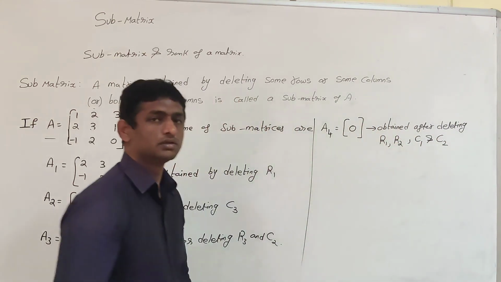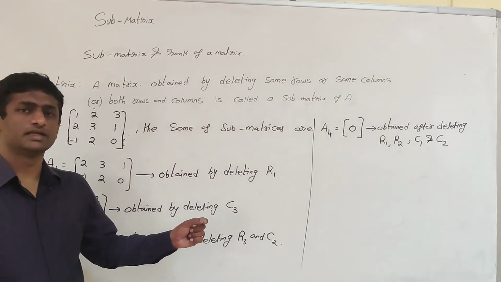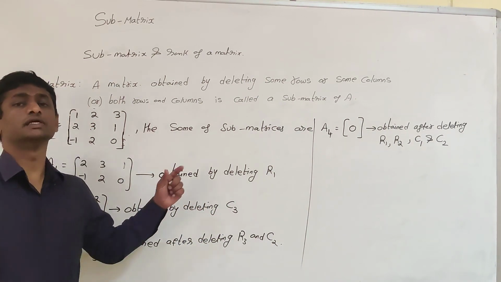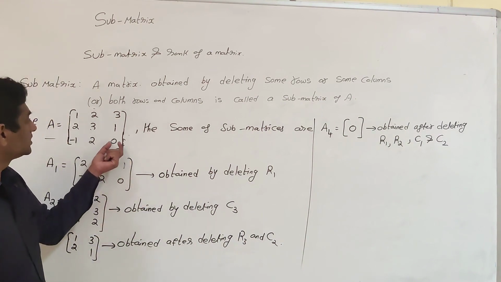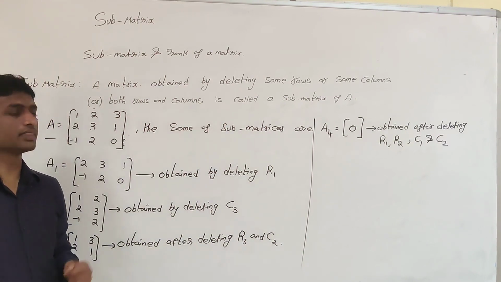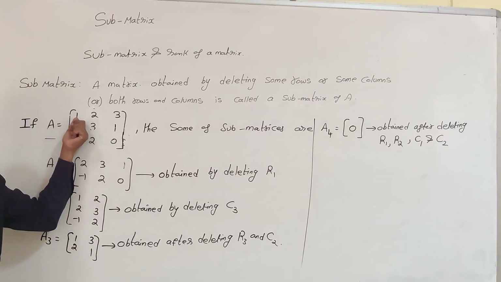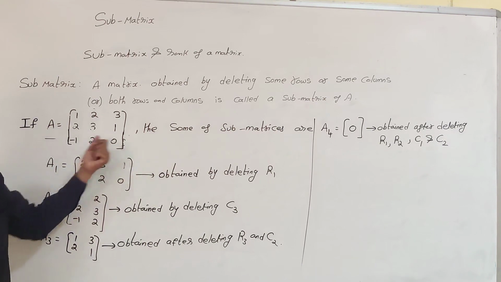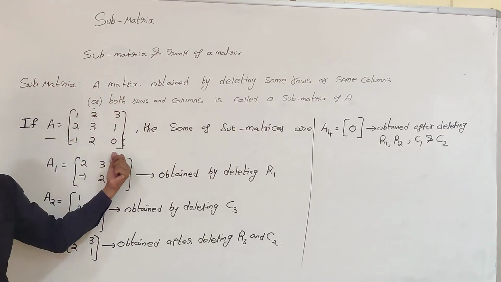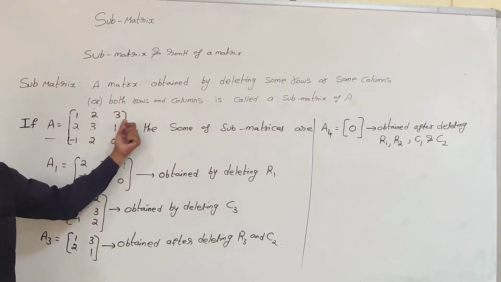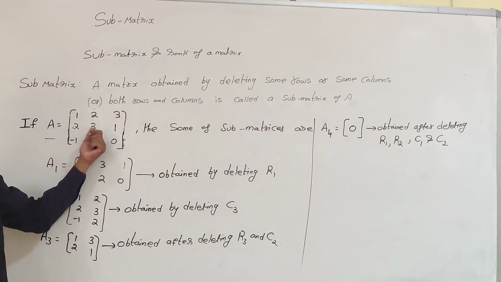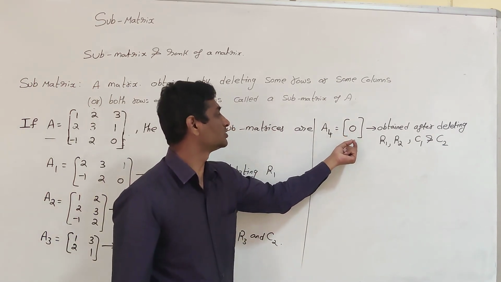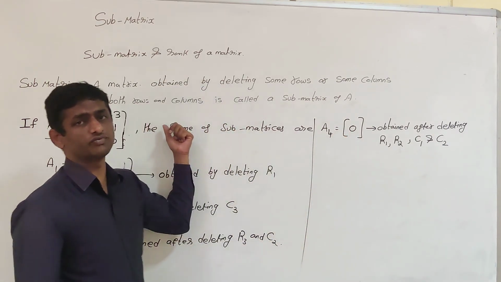So every individual element in this matrix is a submatrix. As we have said, 0 is a submatrix. Now the element 1 is also a submatrix, 2 is also a submatrix, after deleting row 2, row 3, column 1 and column 3. Similarly 3 is also a submatrix, 2 is a submatrix. The singleton elements, the single elements of order 1, are submatrices of A.